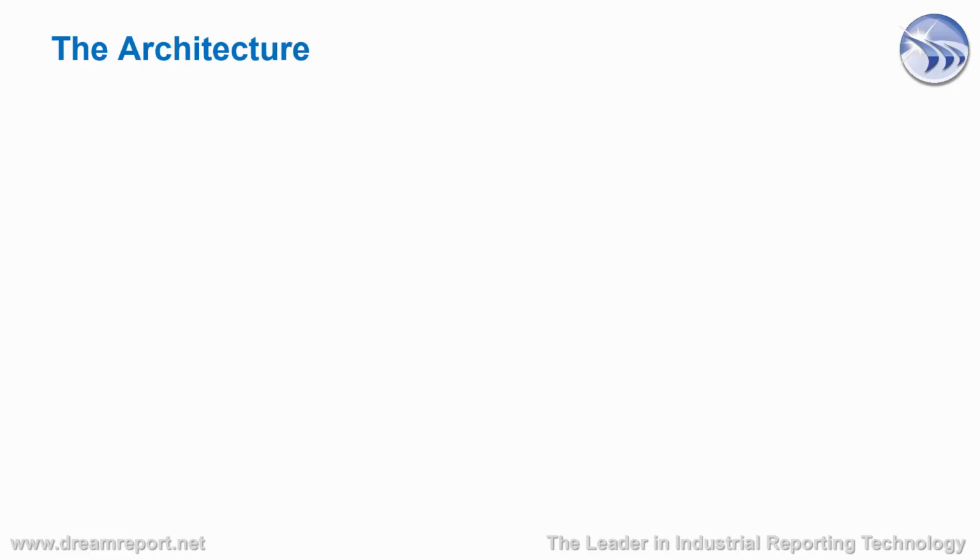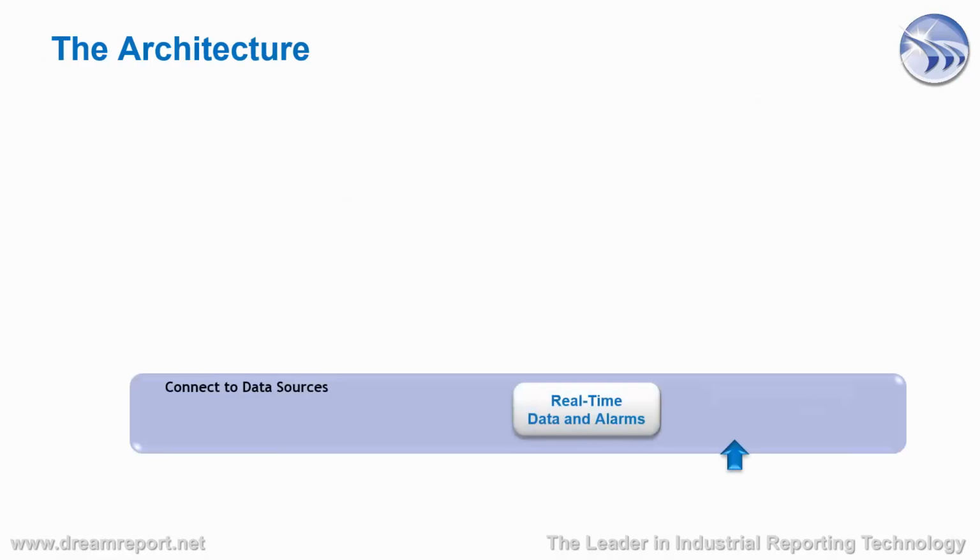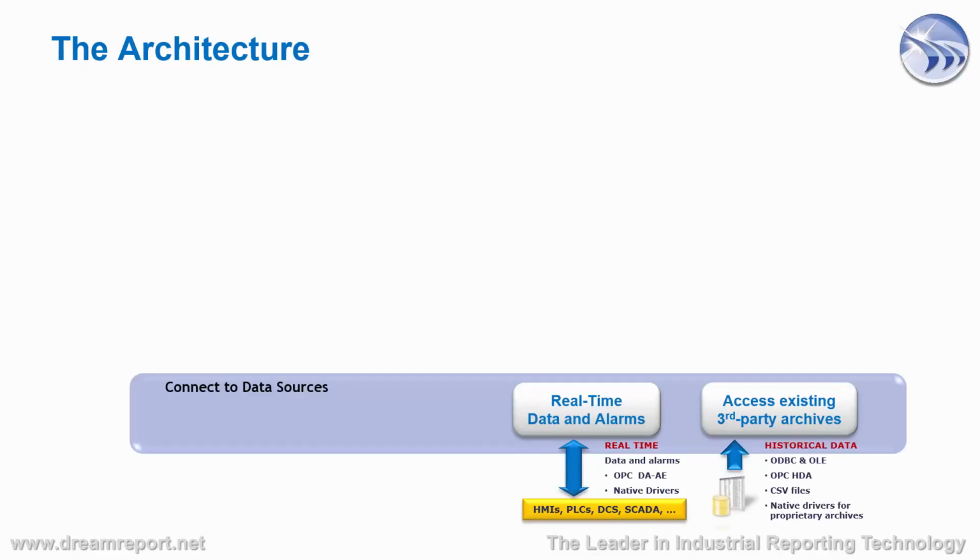So let's take a look at the architecture in a little more detail. As previously mentioned, DreamReport can access existing third-party data sources such as process historians, relational databases, OPC historical data files, or even CSV files. The other class of data sources we work with are real-time data and alarm data sources.